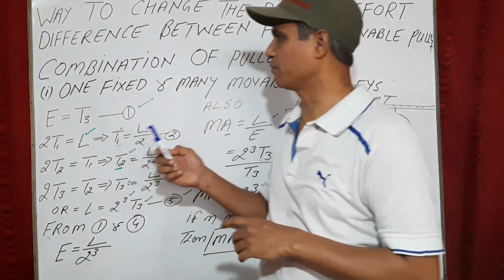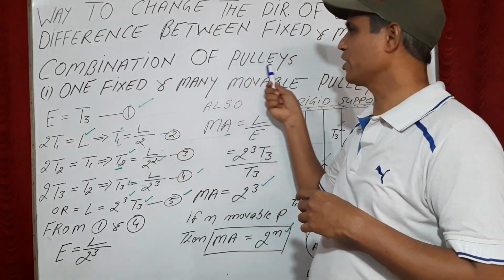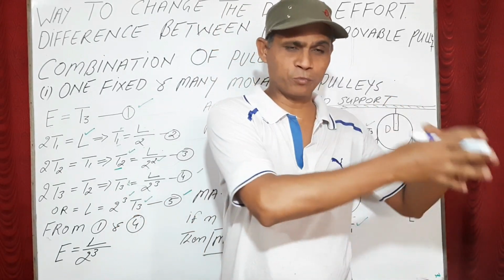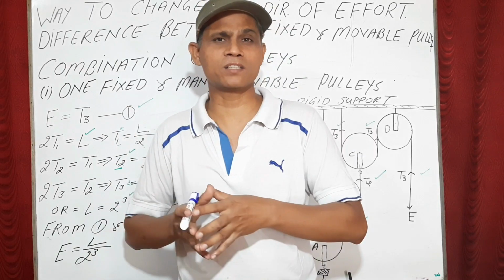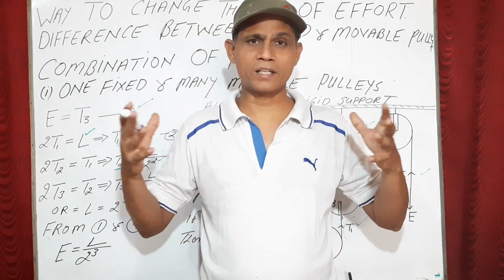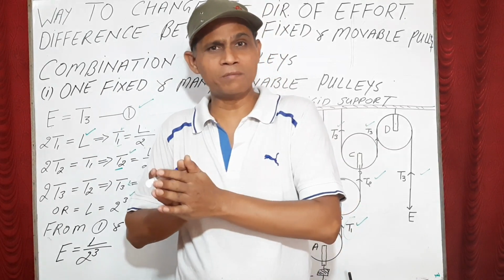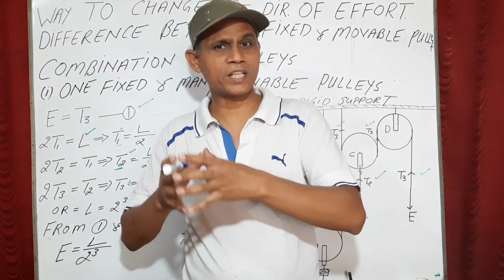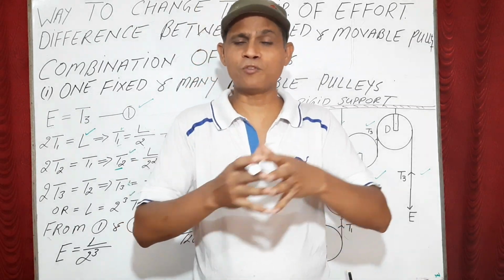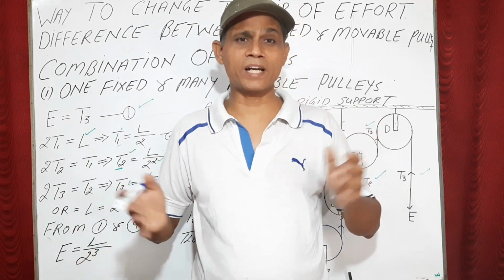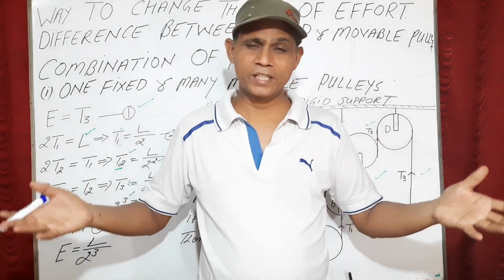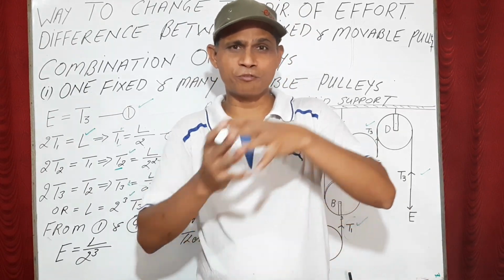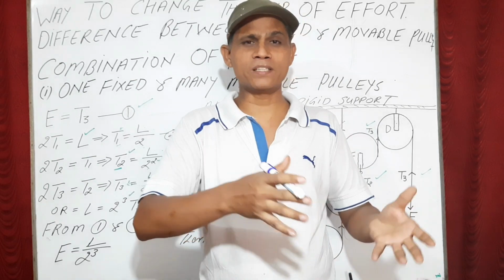Now the next topic which I am going to discuss with you is combination of pulleys. Why do we combine the pulleys? Why should we use many pulleys in place of one pulley? The reason is, in case of a movable pulley, mechanical advantage is 2. That means the effort required is only half of the load. But sometimes the load is very, very heavy. In that case, the effort required will be more. To reduce the effort further, more pulleys are used.